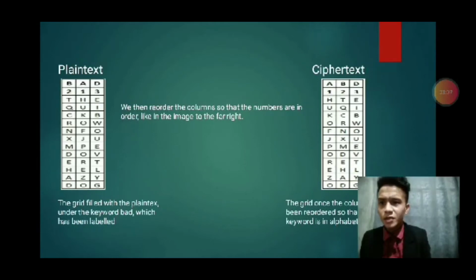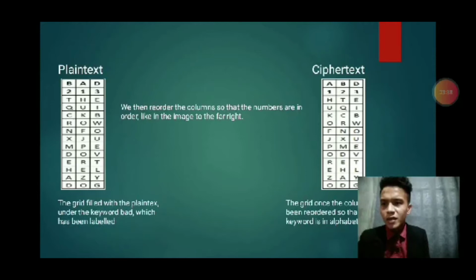To get the ciphertext, we need to arrange the first row into alphabetical order, and as you can see, in the ciphertext it is arranged in alphabetical order. Under the letter A is number 1, under the letter B is number 2, and under the letter D is number 3, as you can see in the plain text in the first column.